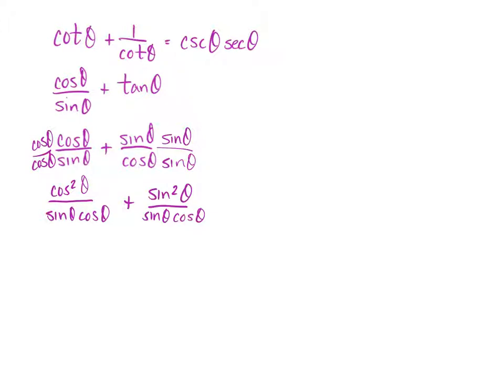Now I'm going to use my Pythagorean identities to look at the numerator, which is cosine squared plus sine squared, and I know that to be 1. And then we're just going to keep the denominator as sine theta cosine theta, because when you're adding fractions, the denominator stays the same. And 1 over sine theta is cosecant of theta, and then 1 over cosine theta is secant theta, and there you have your answer.